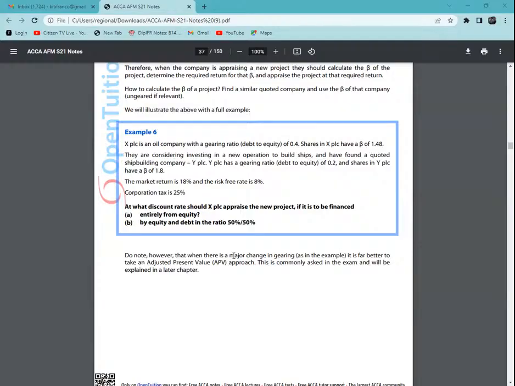1.8. Now tell me, this beta of 1.8, how do you understand it? Is it beta equity of a levered firm or beta equity of an unlevered firm? This 1.8, which is relevant, is it beta equity of a levered firm or of an unlevered firm?